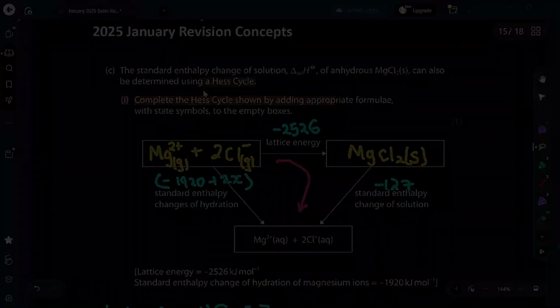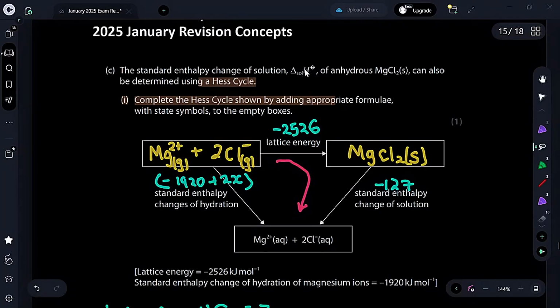Part C of the question. The standard enthalpy change of solution, delta H theta of solution, of anhydrous magnesium chloride can also be determined using a cycle. Complete the cycle shown by adding appropriate formulae with the state symbols to the empty boxes. So we have magnesium ions in gaseous form, chloride ions in gaseous form. That's the first part that we need to fill. Then we will get magnesium chloride in solid form, the ionic compound.